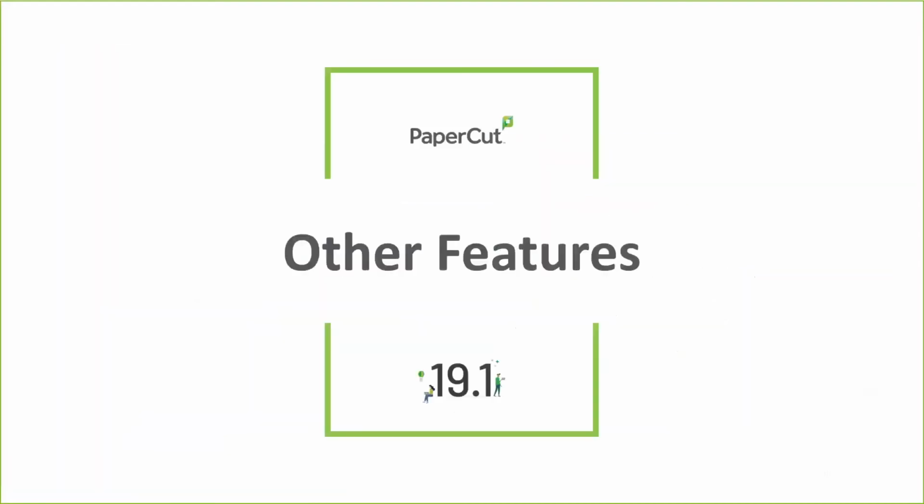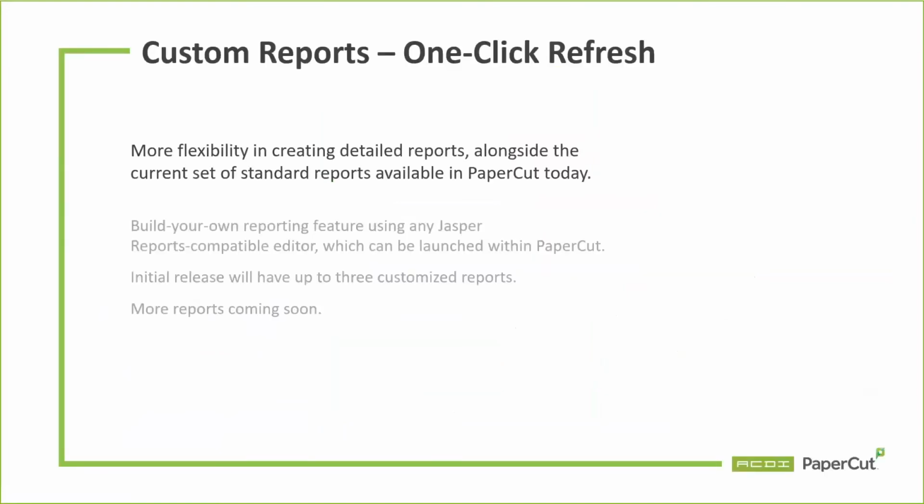A couple other cool new things released with version 19.1, a highly requested item: custom reports. Now you can have more flexibility in creating detailed reports alongside the current set of 80-plus standard reports available in PaperCut today. Build your own reporting feature using any Jasper Reports compatible editor, which can be launched within PaperCut. Initial release will have up to 3 customized reports. Again, all your other ones are there too. More reports will be coming soon.